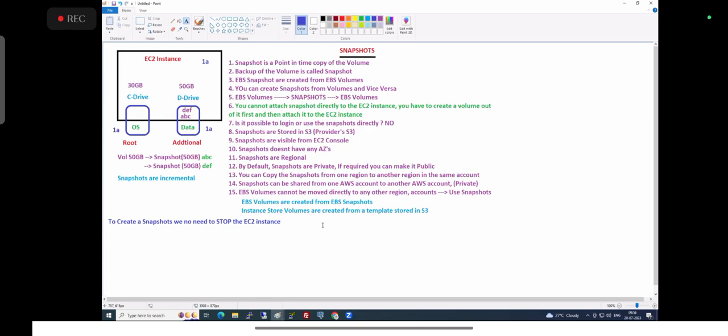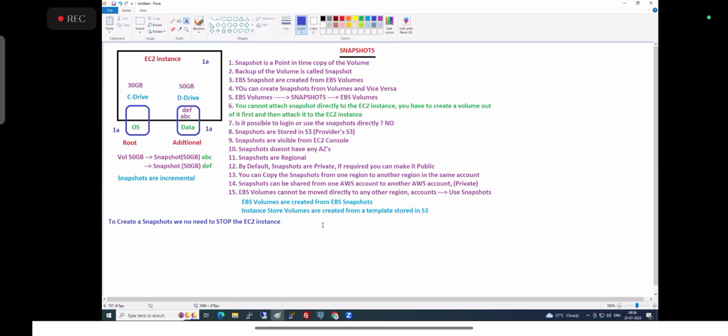Data Lifecycle Manager is used like this: you just tell it the tag names. You create a policy, not an IAM policy; this policy is different. In Data Lifecycle Manager, create a policy: go to the volumes, and anywhere you see this tag, take the snapshot. You can schedule it, so with this feature you can easily take snapshots automatically at a particular time or interval.